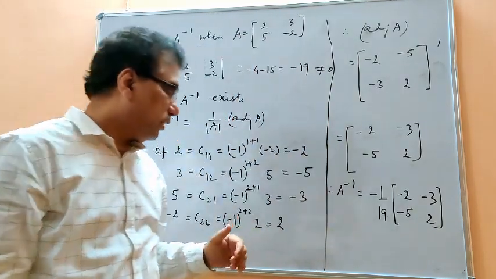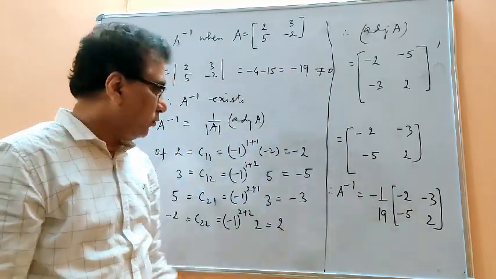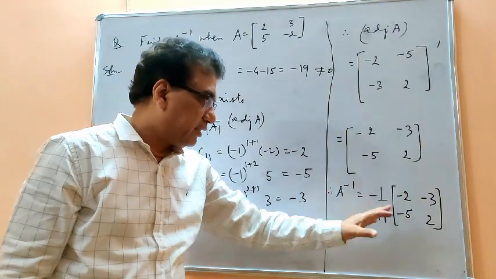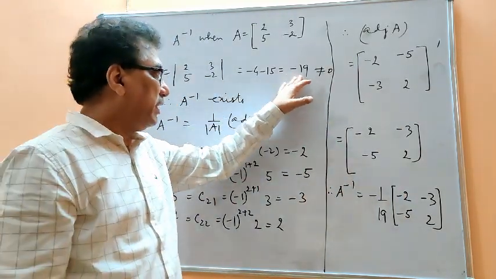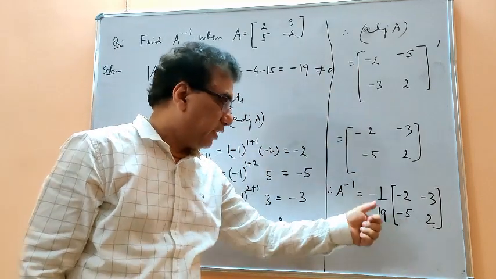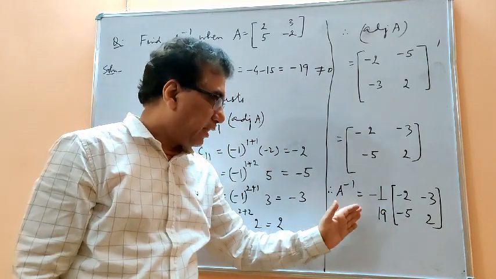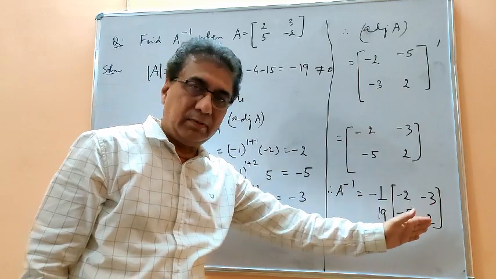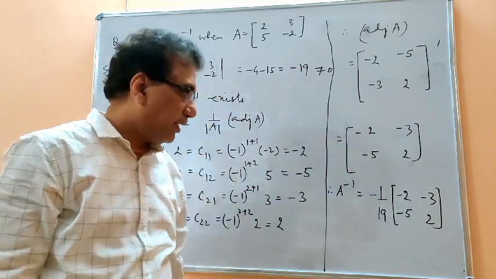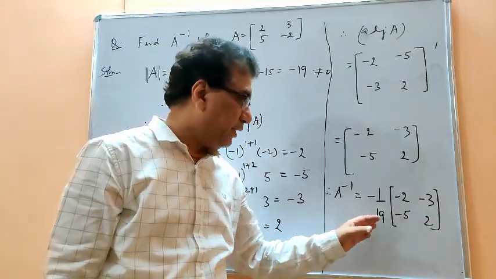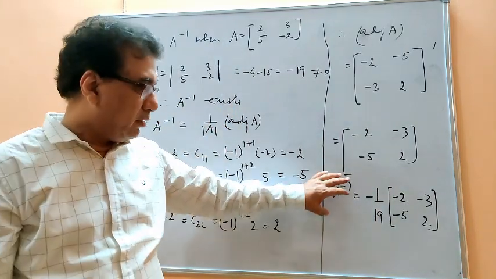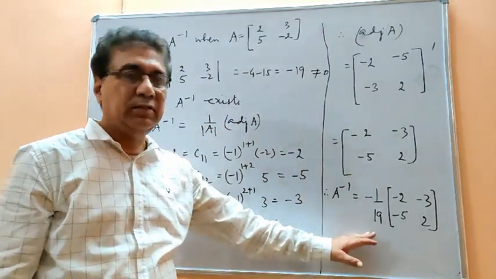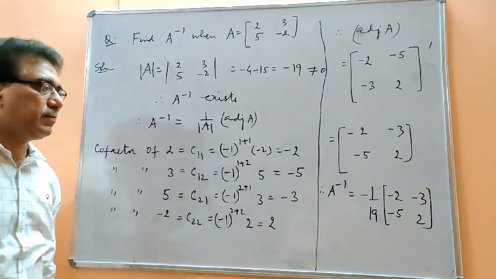Now to get A inverse, we have to divide this matrix by the determinant of A, which is minus 19. So the matrix has been multiplied by minus 1 by 19, and this number may be brought inside the matrix by multiplying each element by minus 1 by 19. That is not required here. So this is how we get A inverse. This was one of the questions.